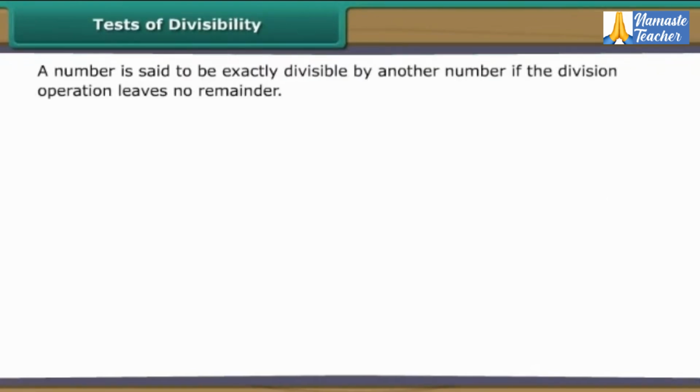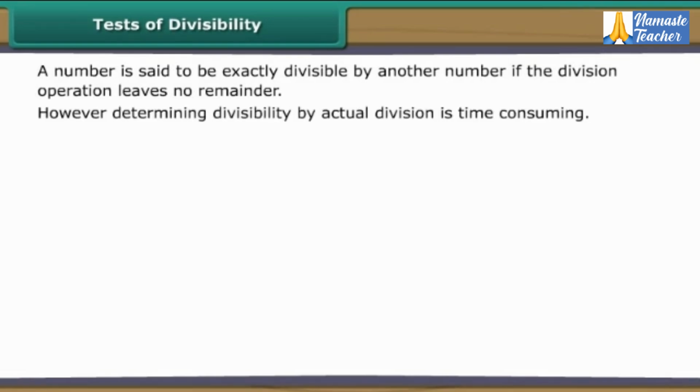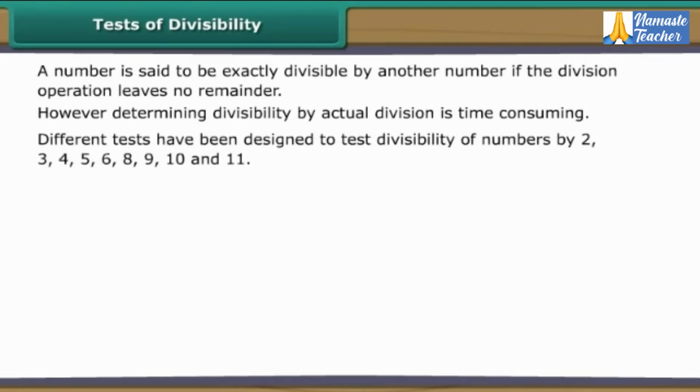Tests of divisibility. A number is said to be exactly divisible by another number if the division operation leaves no remainder. However, determining divisibility by actual division is time-consuming. Therefore, different tests have been designed to test divisibility of numbers by 2, 3, 4, 5, 6, 8, 9, 10, and 11. Let us look at them one by one.